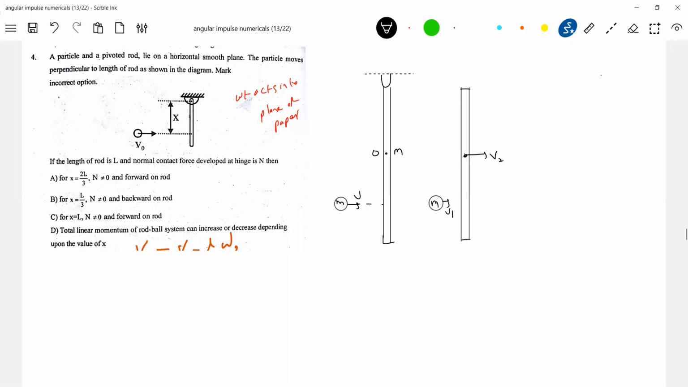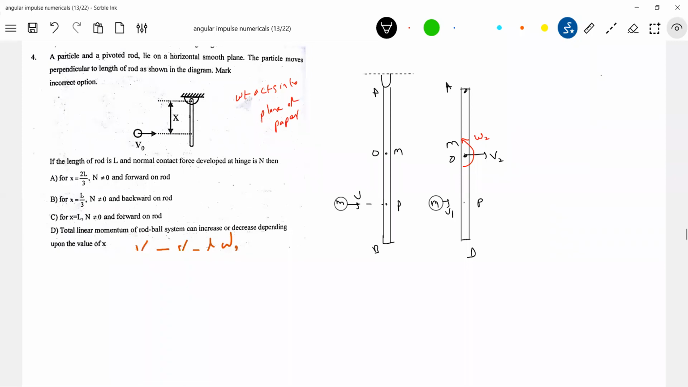But sir, you're not showing the hinge. Yes, I'm not showing the hinge. Let me call this A, B, and where it collides, let it be P. When there won't be reaction at the hinge after collision occurs, I want the value of x. So what is x? x I'll measure from here.